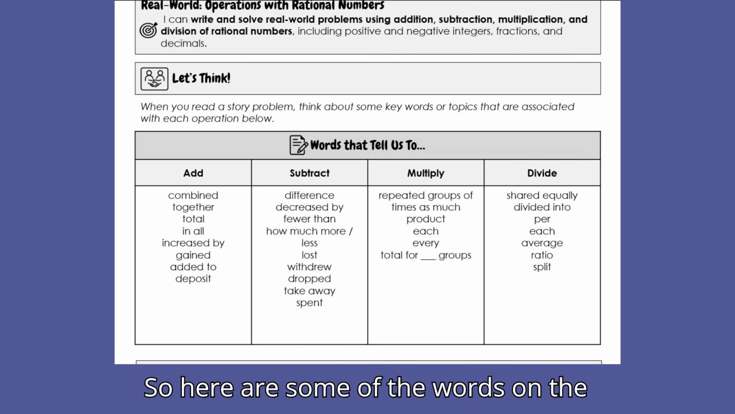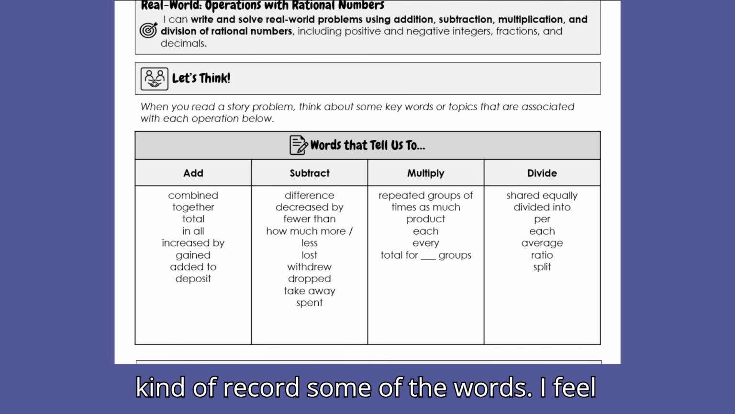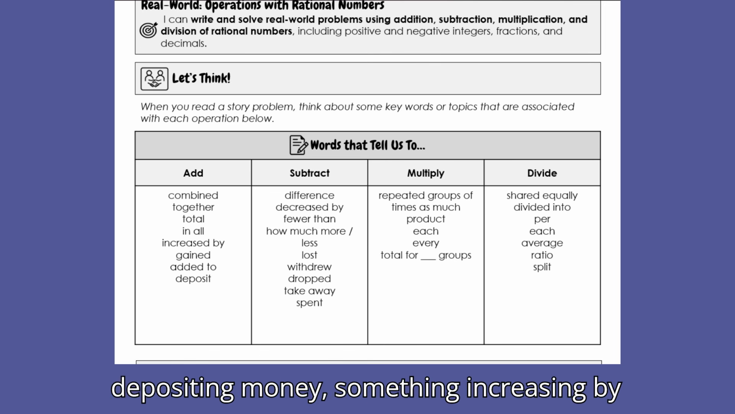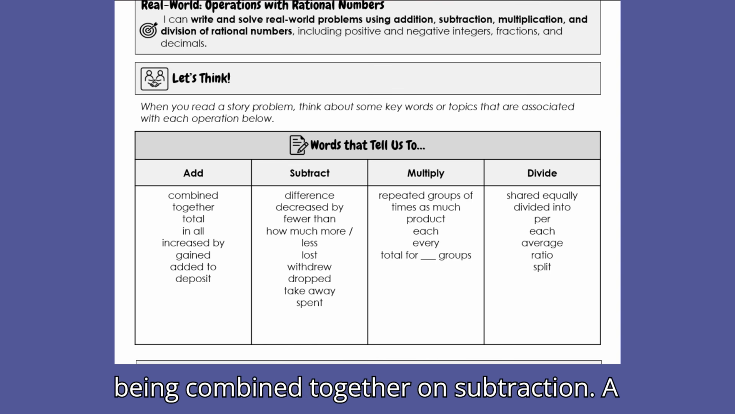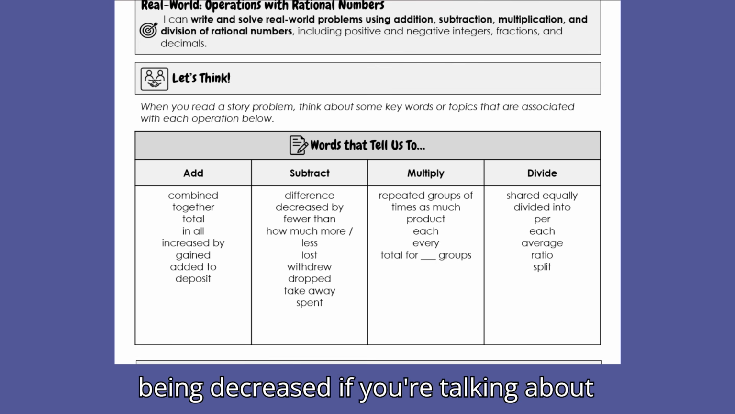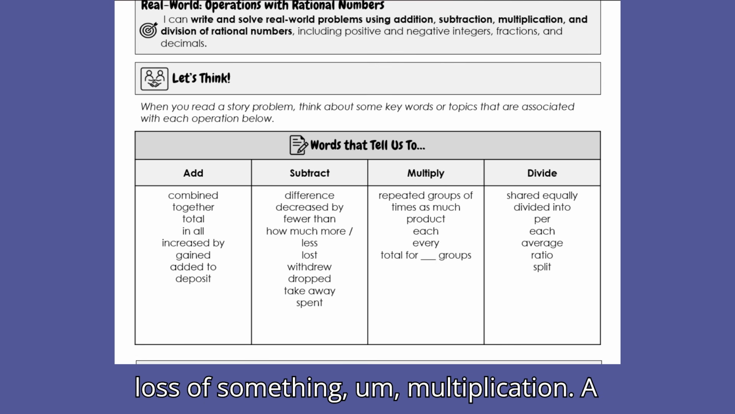So here are some of the words on the screen. Again, feel free to pause and record some of the words. I feel like for adding, you're going to see a lot of real world problems about depositing money, something increasing by, being combined together. Subtraction, a lot of times you're going to see things being decreased. If you're talking about money, seeing things being withdrawn, a loss of something.